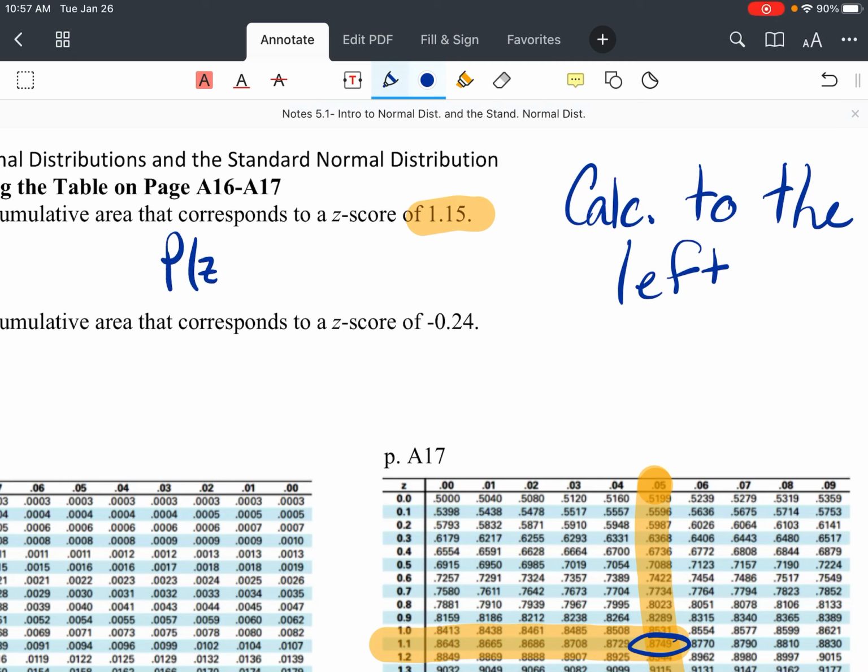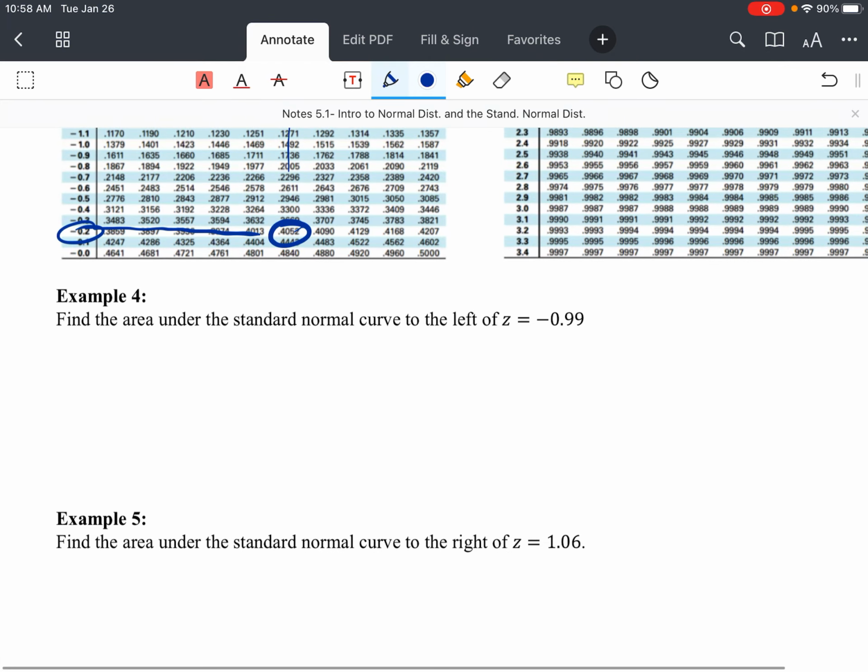Okay. To calculate the area that corresponds to this one, we're going to do the same thing. We're going to search for negative 0.2. So right here. Then we're going to look for negative 0.04, which is right here. And we're simply going to trace down and right and see where they intersect. So the area to the left of this is about 0.4052. And there we go. That's how you would use the table.